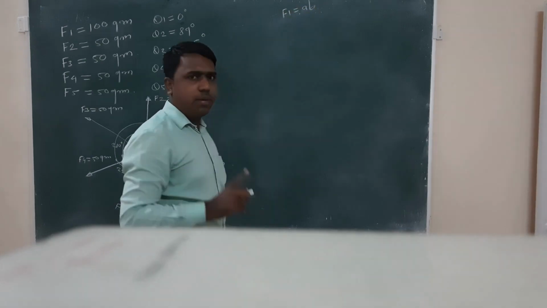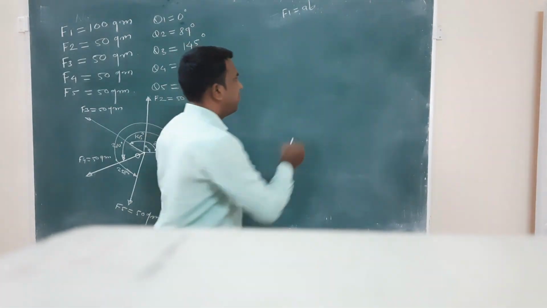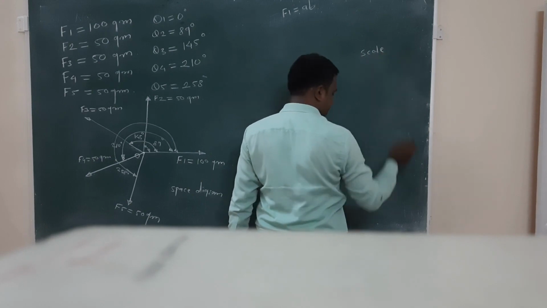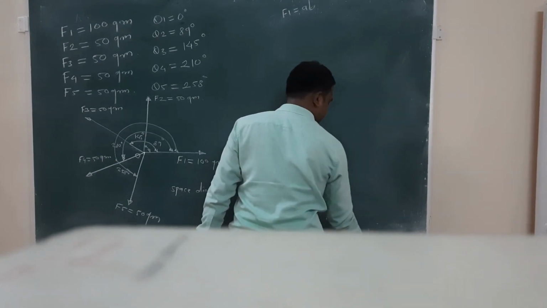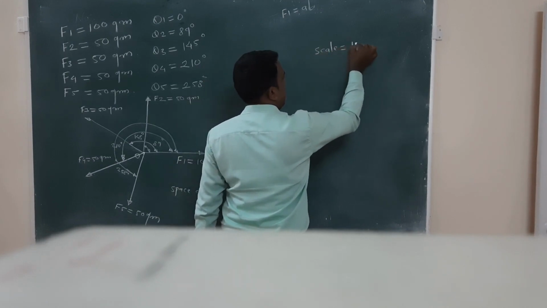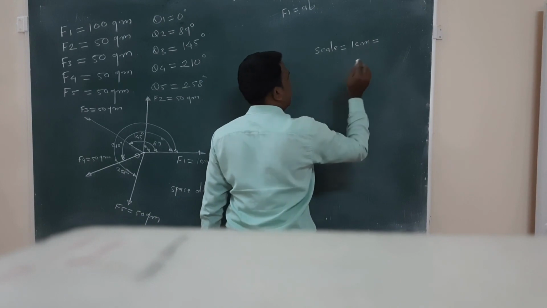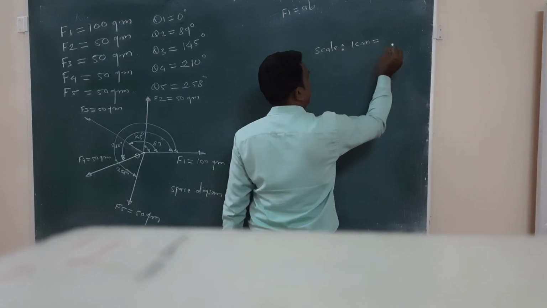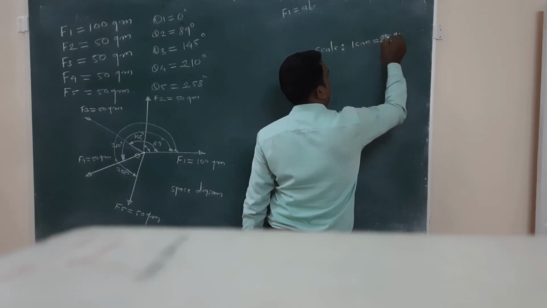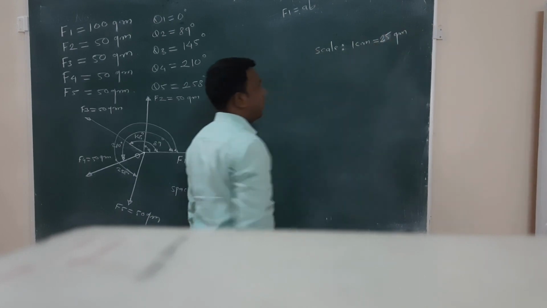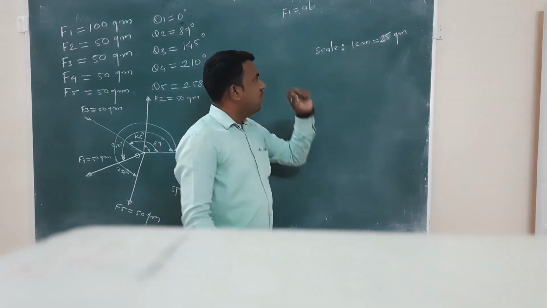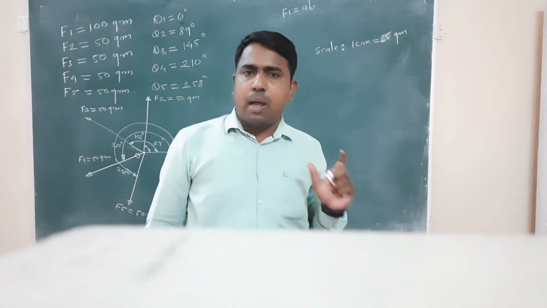So firstly we are drawing the first line. Firstly we have to select the scale. Take the proper scale. Here we are considering the scale 1 centimeter is equal to, sorry, you can consider it 25 grams. So to draw this vector diagram, the scale is 1 centimeter equal to 25 gram.